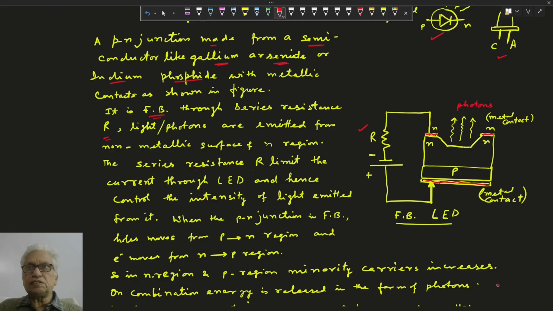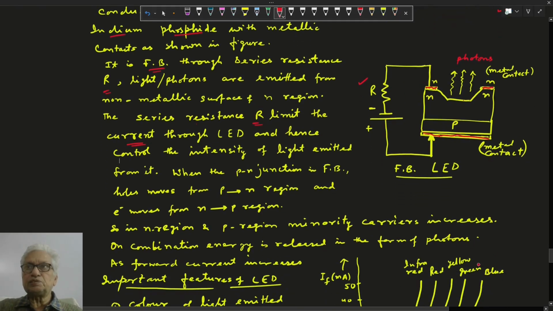The series resistance R limits the current, because if R is less, current will be more. If R is more, current will be less. So it can be used to limit the current in the circuit, and the current in the LED can be controlled. Intensity also: if current is decreasing, intensity decreases, and vice versa.